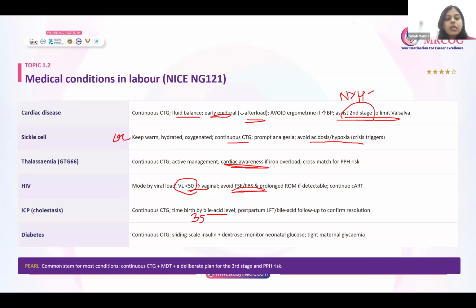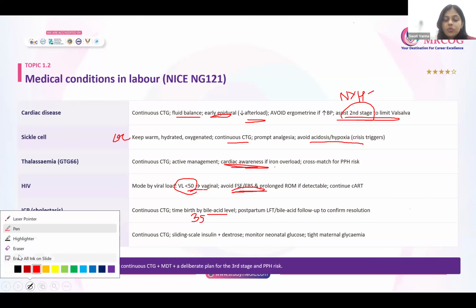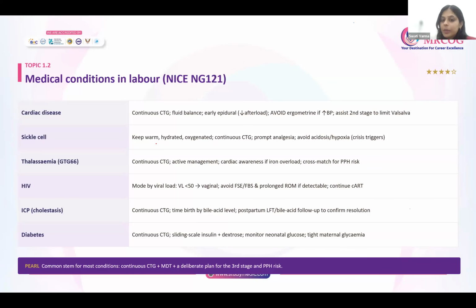This is important. Then in diabetes, apart from continuous CTG, sliding scale insulin dextrose, we need to monitor the glucose levels closely during labor. Also after birth, we monitor the neonatal glucose and maintain tight maternal glycemia throughout. So these are the main aspects of labor in these medical conditions.